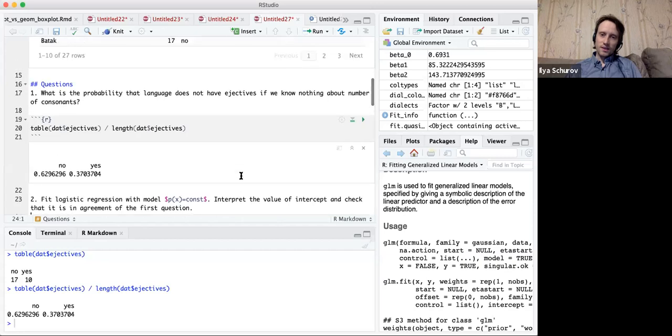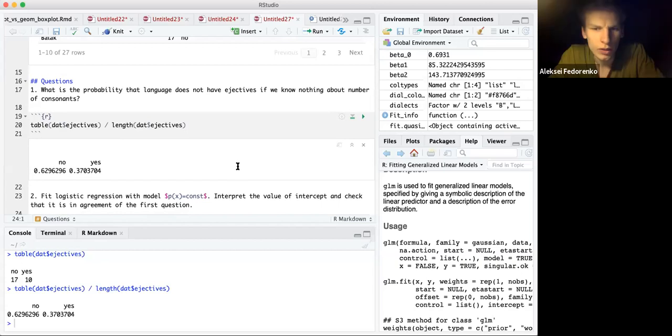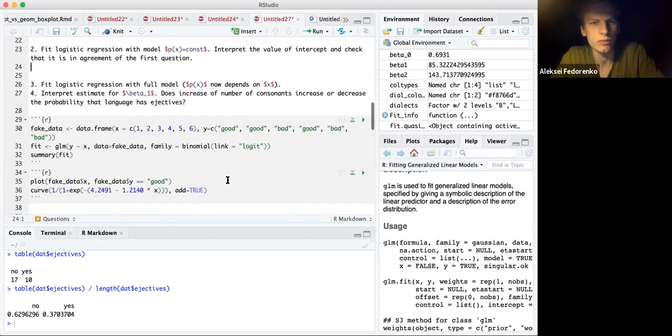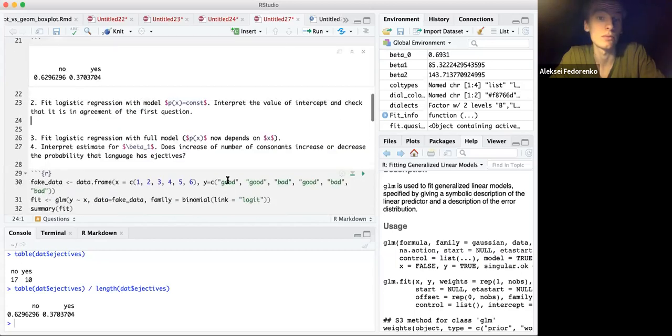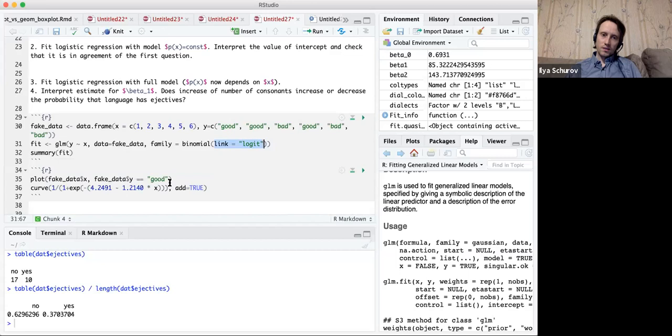Okay. So anybody else? So we can write nothing in the brackets of binomial, just leave it empty, and yes, I think it works. Yes, I think that logit is the default option for binomial, but binomial is not the default option for family.